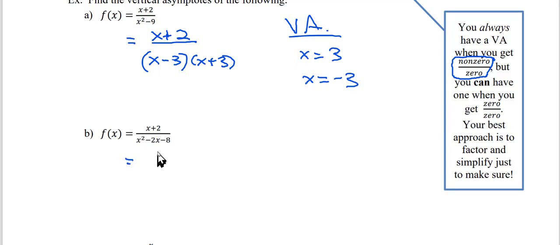Let's take a look at this one. I have x plus 2 over x. Let's see. I need two numbers that multiply to give me 8.